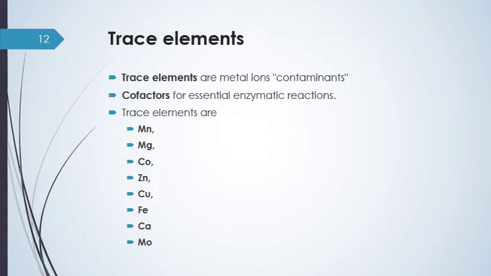Trace elements. These are metal ions required by certain cells in such a small amount that it is difficult to detect. And it is not necessary to add them to culture media as nutrient. These elements are required in such a small amount that they are present as contaminants of the water or other media components. As metal ions, the trace elements usually act as cofactor for essential enzymatic reactions in the cell.